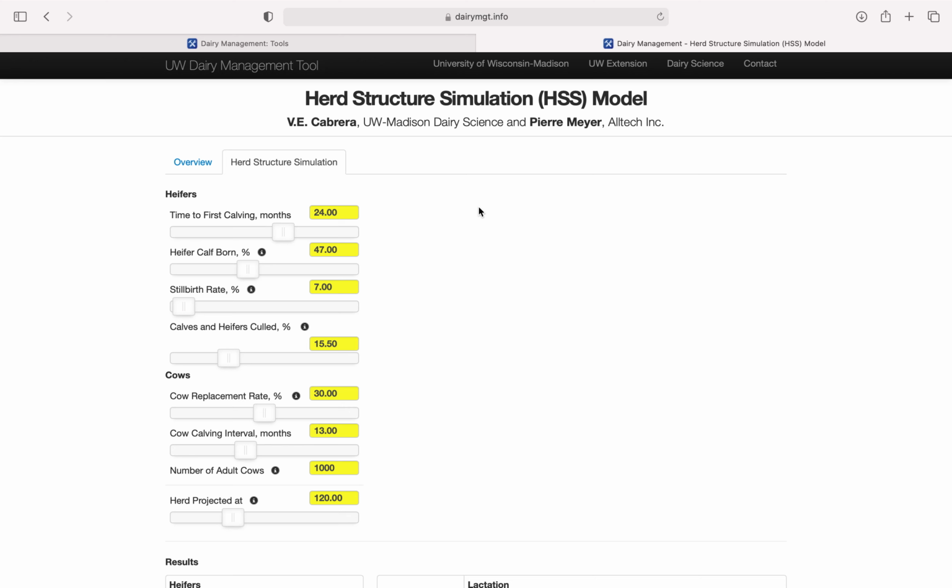Herd Structure Simulation Model tool. This tool's main purpose is to project the herd population dynamics as well as the future herd makeup according to herd performance parameters such as age at first calving, replacement rate, or calving interval.